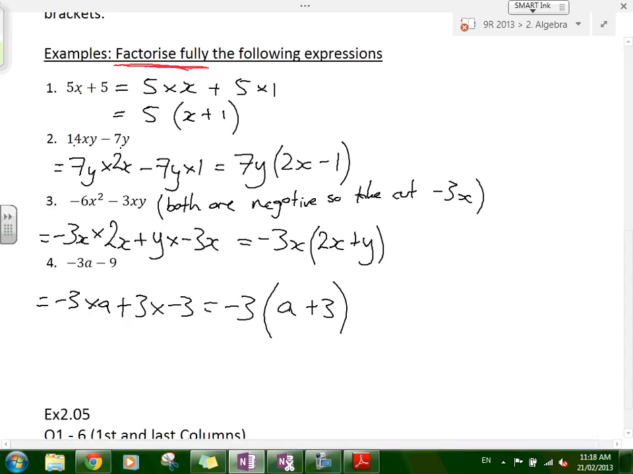So essentially that's what it is to factorize. Look at the 2 terms or 3 terms, or however many terms you have. Find the highest common factor of those terms. You pull out the highest common factor, and then whatever you have to multiply to get back to the original, you do that. Okay? So working on exercise 2.05, the question's on the board.